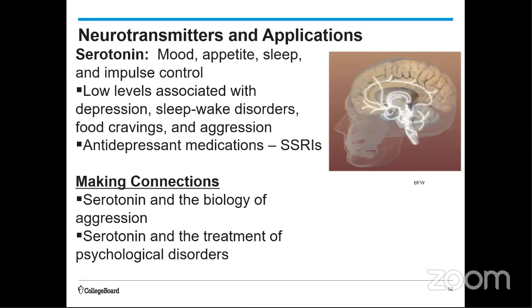Serotonin is primarily associated with mood, and you're going to see serotonin in relation to depression. Serotonin is often in lower levels in depression. It's also related to other things like sleep and appetite. And low levels of serotonin are also linked to aggressive behavior. So medications for depression sometimes work by increasing the transmission of serotonin.